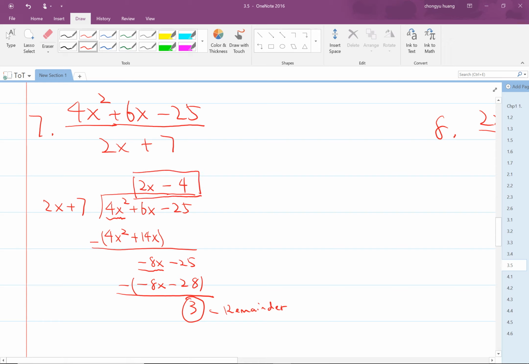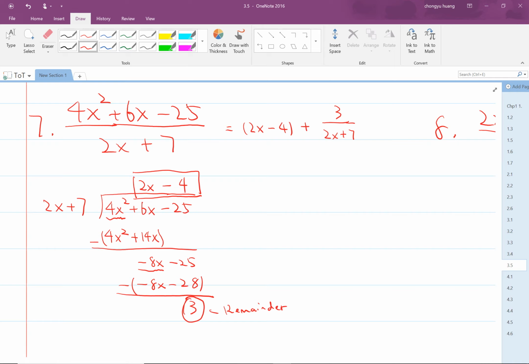This is going to be a part of the solution. Okay, and then another part of the solution. Since we have a 3 as the remainder, we have to put 3 at the top. So basically, this is the way you write the solution if you have a remainder.